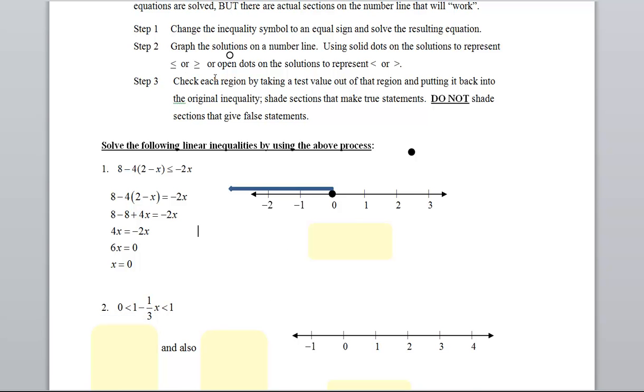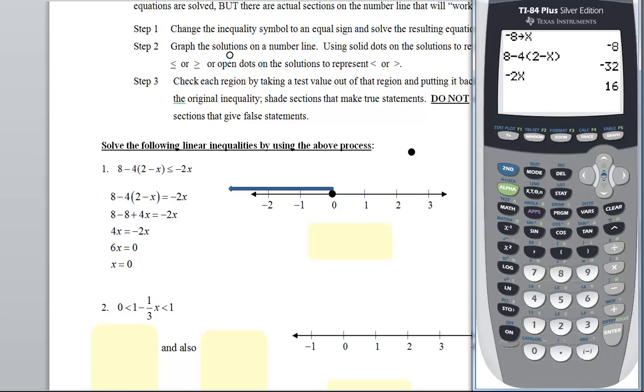Remember, check each region by getting a test value. Do not use the boundary point, that won't help. You have to actually get a number in the region. Let's use 5, or 1 or 2 or 3. It's up to you. 10, 90. Let me type in the right-hand side.